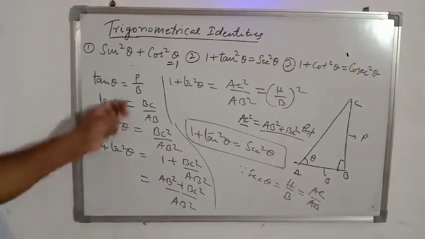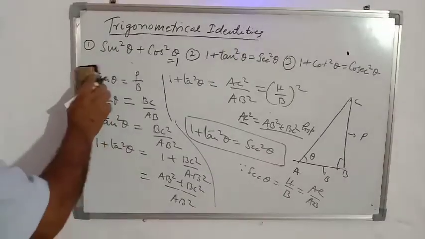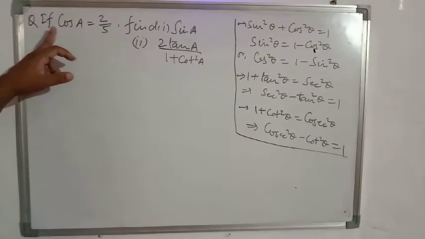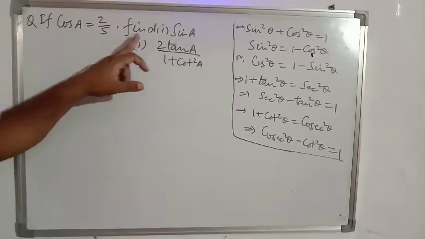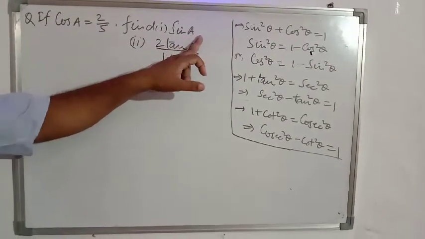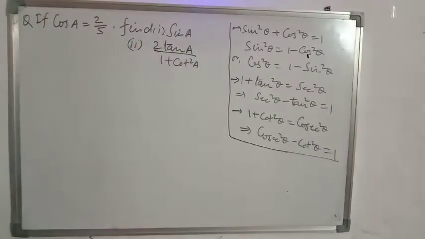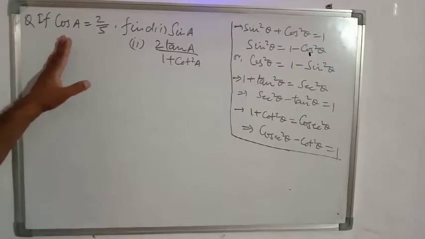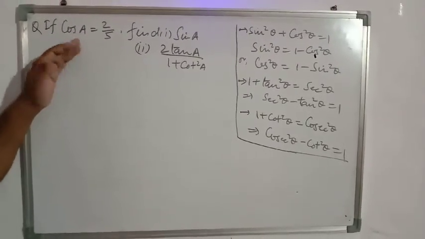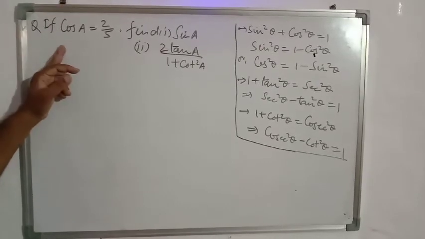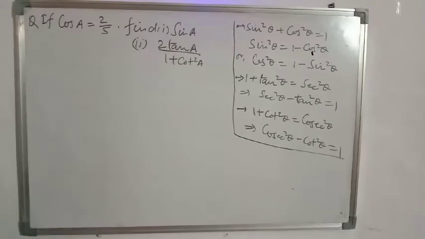Now we will see some applied questions based on these identities. See the question: if cos A is equal to 2 upon 5, we have to find, first part, the value of sin A, and second part, 2 tan A upon 1 plus cot square A. We can do this question by two methods. The first method I have told you in the previous exercise, and we can also do it using the trigonometrical identities.